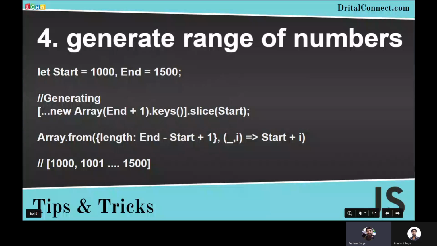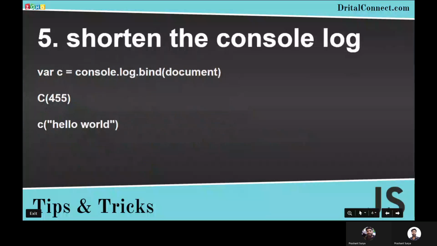Next trick, a shorter console log. If you want to console something but you don't want to write console.log many times, you can create a variable c like console.log and bind the document scope inside the console.log. Now if you pass something to c, you will get the output in the console. So simply you have to bind the document scope inside your console.log.